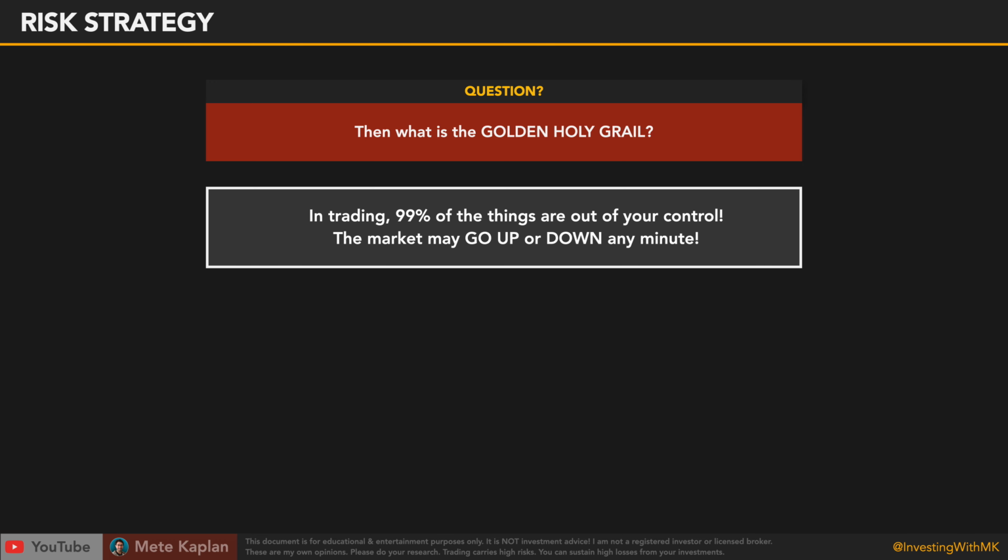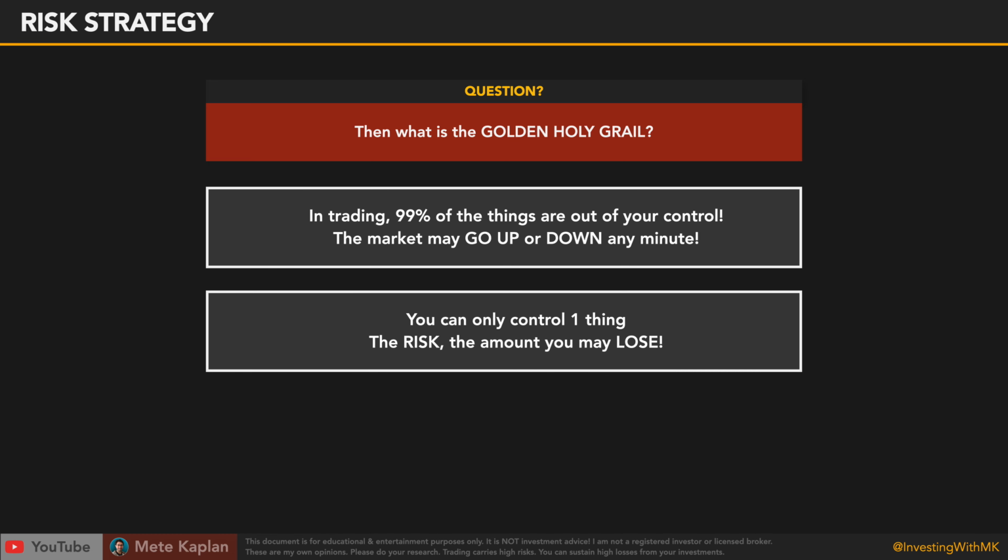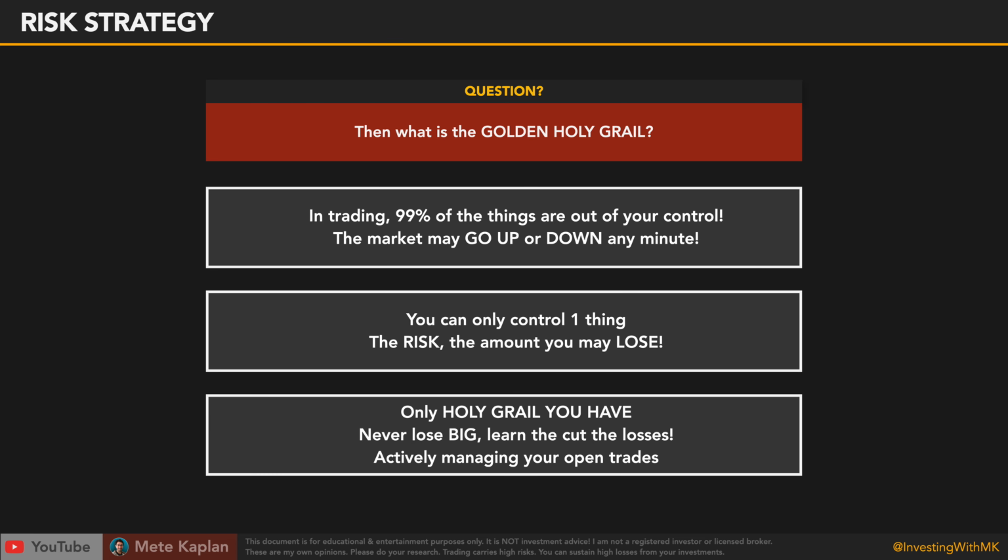It is accepting this simple truth and reality. In trading, 99% of the things are out of your control. The market may go up or down any minute. The only thing we can control is actually our risk, the amount that we can lose in a trade. The holy grail that you have been seeking all your life is here. Never lose very big. Once you lose a very big amount, putting that amount back on the table is almost impossible. Learn to take a loss and move on.